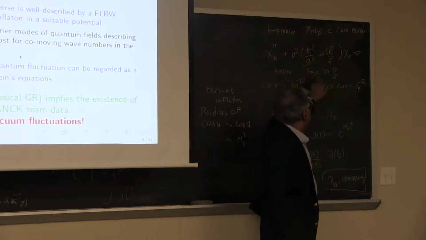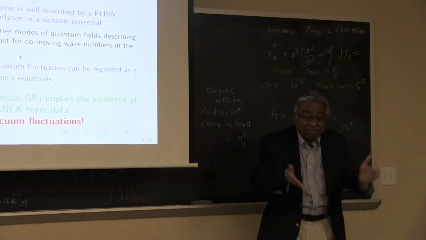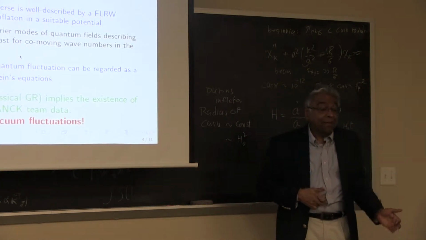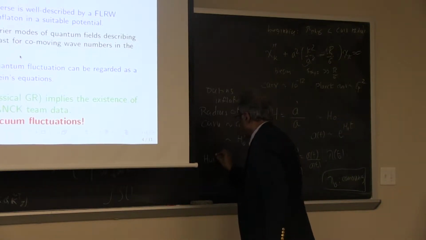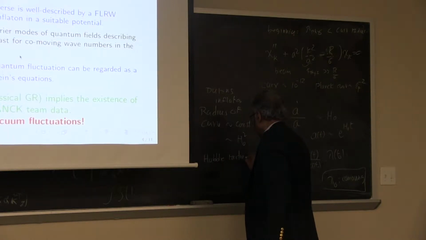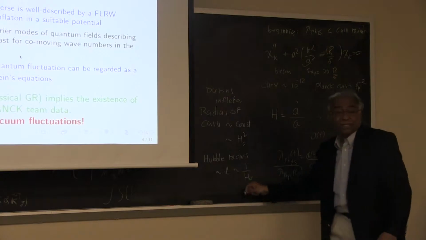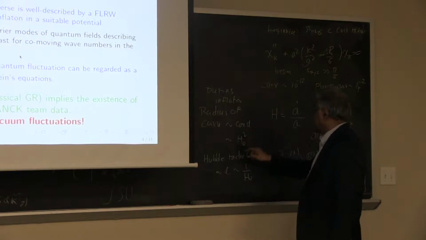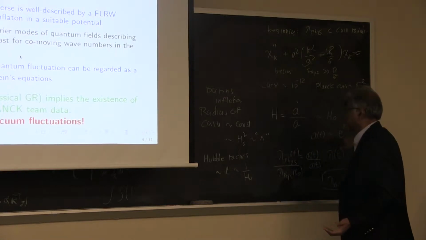So the statement is that when k by a becomes R by 6, or the physical wavelength becomes the same as the Hubble radius, the Hubble radius L is equal to 1 upon H0, just for dimensional reasons, no other reason. And therefore this curvature up here is the same as the effective cosmological constant, if you like, in this exponential expansion.